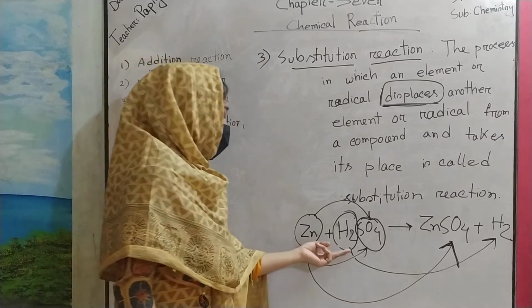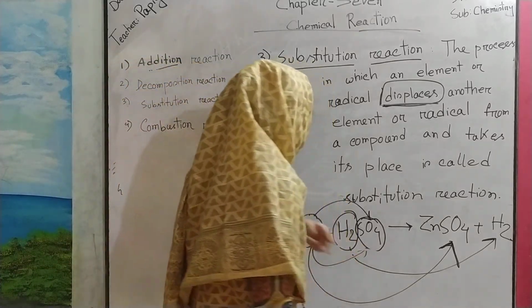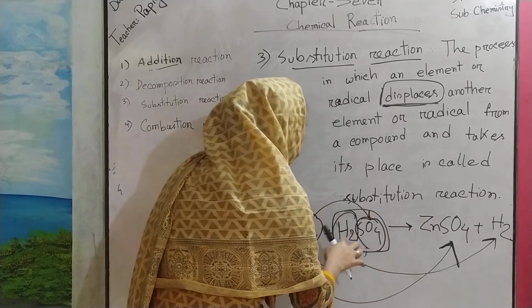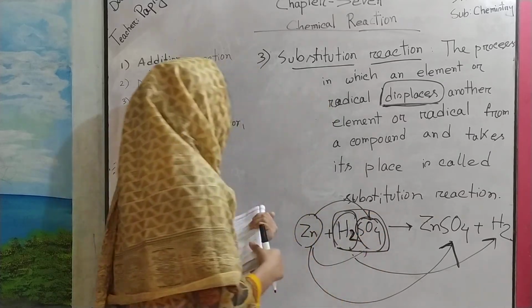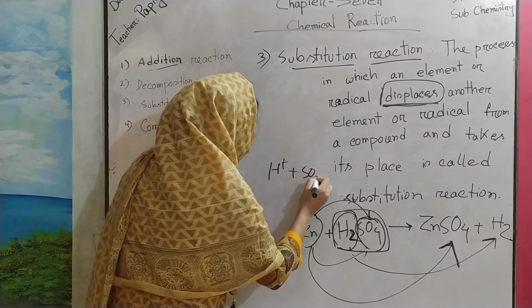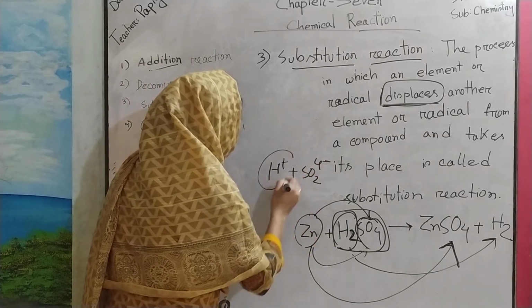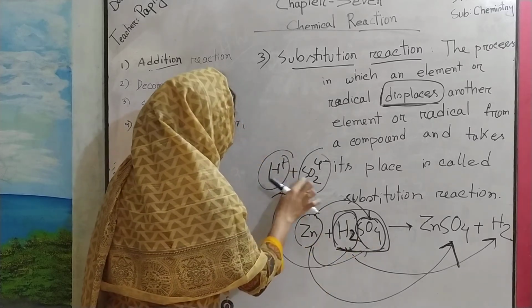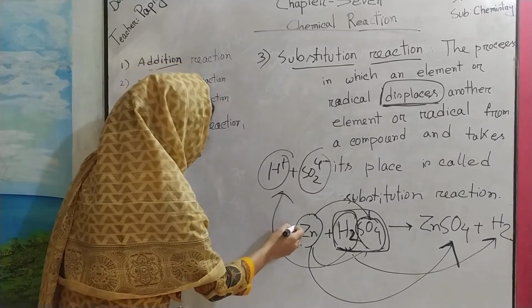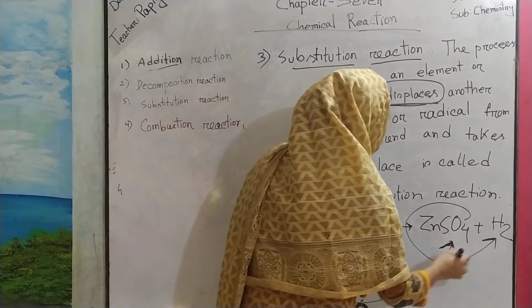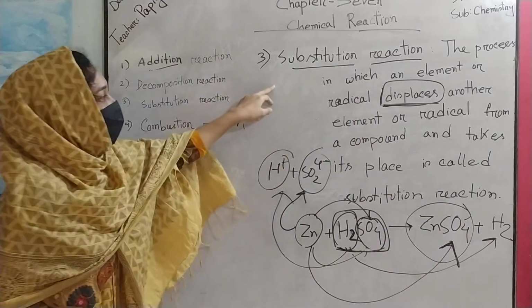Zinc reacts with sulfuric acid, which gives H plus and SO4 minus. When we break sulfuric acid, we get H plus and SO4 minus, then zinc attacks the sulfate, and we get zinc sulfate. That is a substitution reaction.